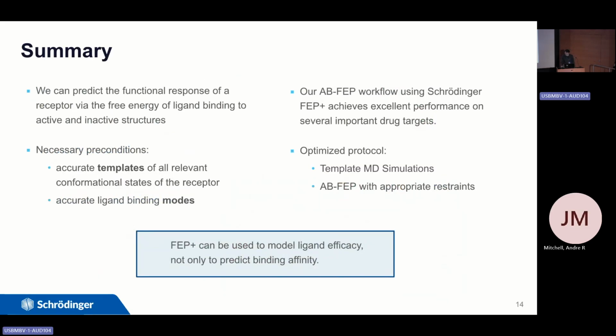Just a short summary for this section. So we have a method that can accurately and reliably predict the functional response upon ligand binding. The minimum information required is the structure of the active and inactive state of the protein, and then the ABFEP calculations between the 2 receptor conformations can predict the functional response, and all the scripts to set up and analyze results are available to download from the paper.